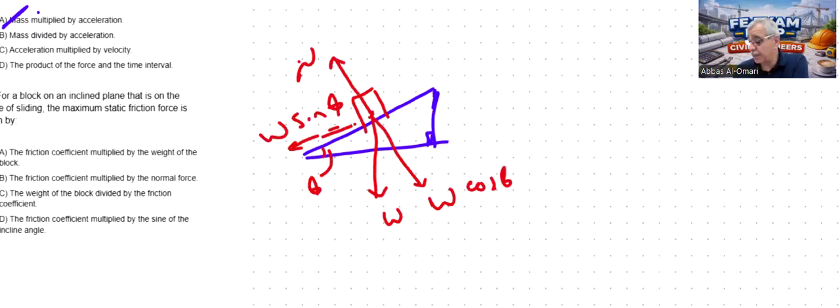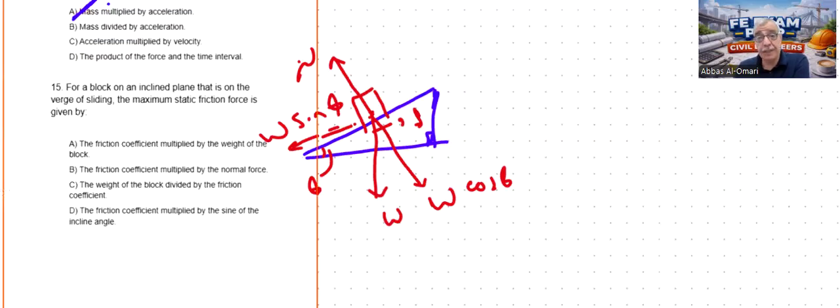Now there's also the friction force. If the object is moving downward, the friction force is upward. So the friction force equals the normal multiplied by the coefficient of friction. So the friction coefficient is multiplied by the weight of the block. If it is an inclined surface, it is not the weight, okay? It's part of the weight, or the component of the weight. If it is horizontal, okay. But this is an inclined surface. So the friction coefficient multiplied by the normal force. So this is the correct answer. Next question.